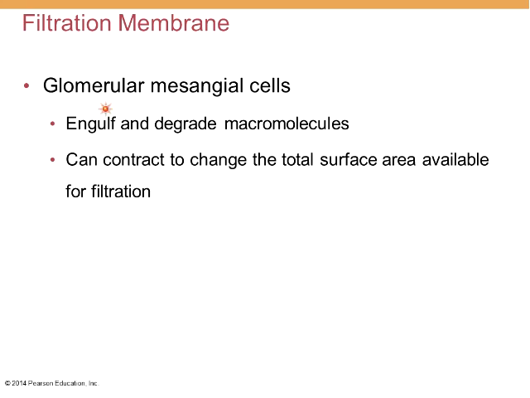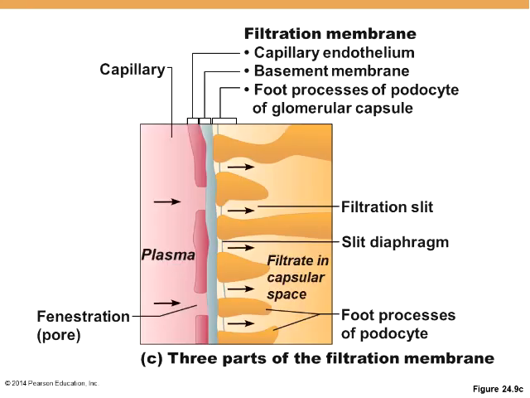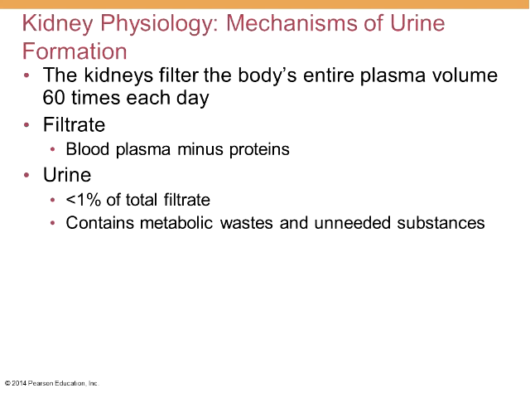Now the glomerular mesangial cells we talked about before engulf and degrade the macromolecules, and they can contract to change the total surface area that's available for filtration. So they can change the rate of filtration based on blood pressure or concentration in the blood. There's our fenestrated capillary. We have those large pores. There's our basement membrane. There's the feet of our podocytes, and there's the filtrate that's leaving through that.